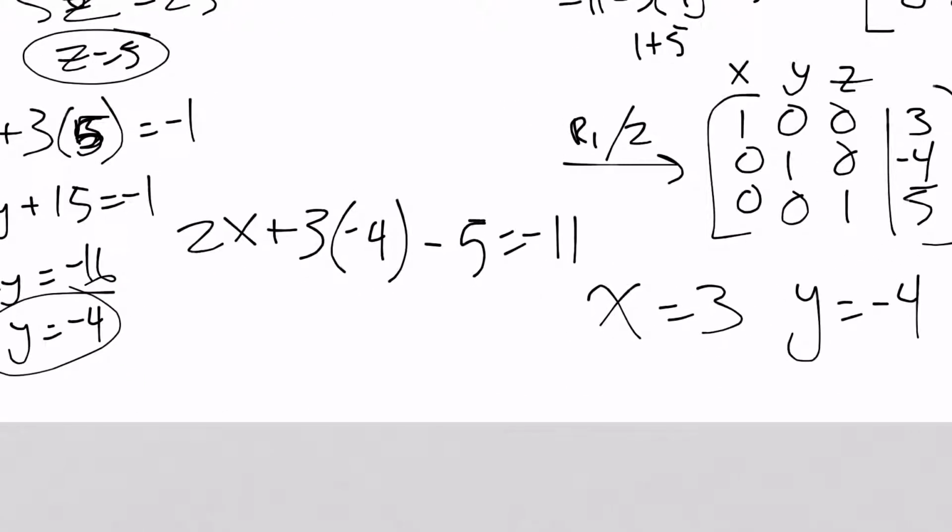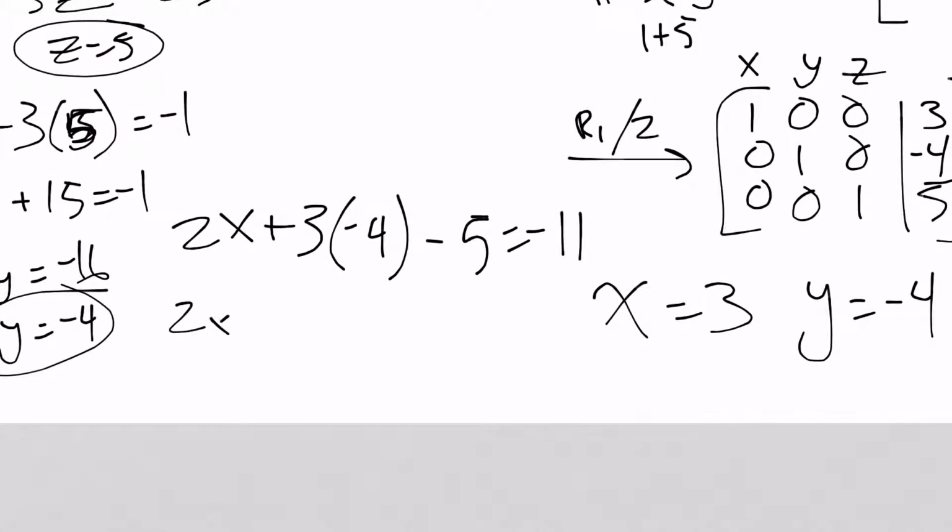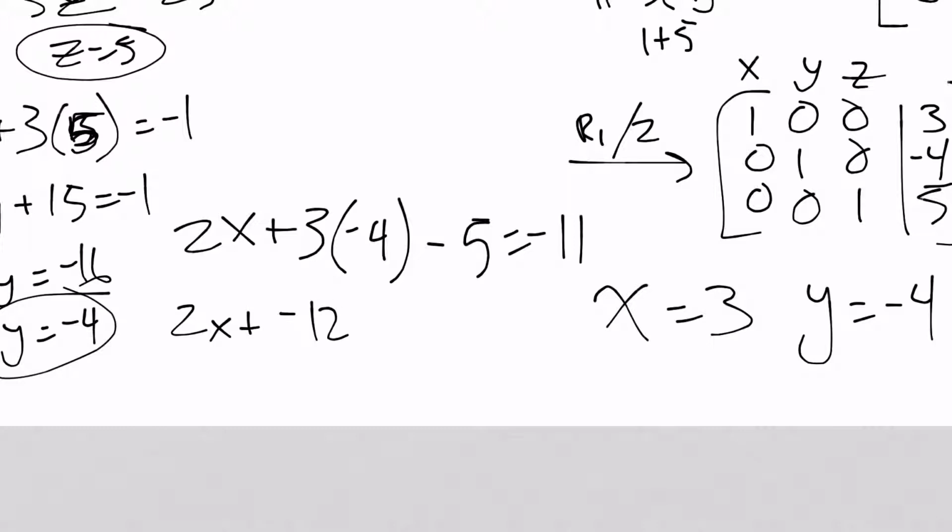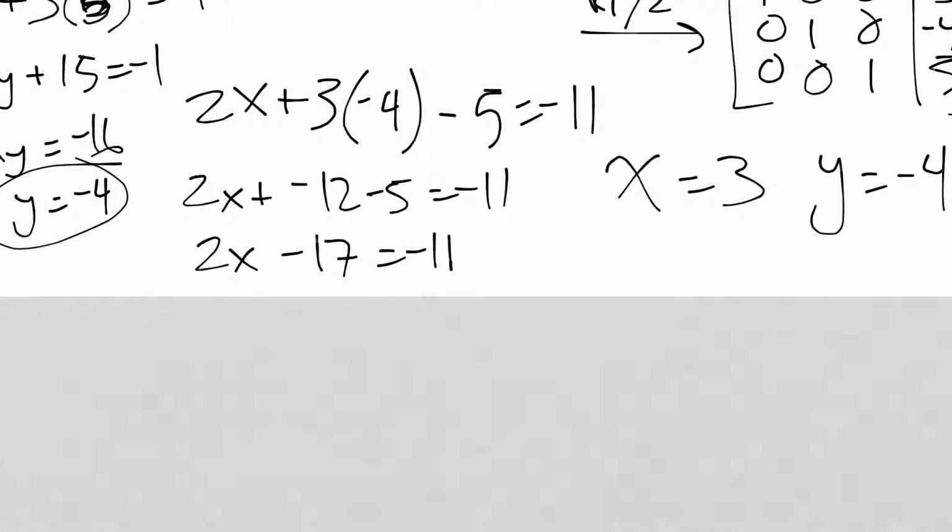And I can simplify all that. 2x plus 3 times negative 4 is negative 12, minus 5 equals negative 11. Simplify: 2x minus 17 equals negative 11. So add 17 to both sides. 2x equals 17 minus 11, which is 6, and so x equals 3.